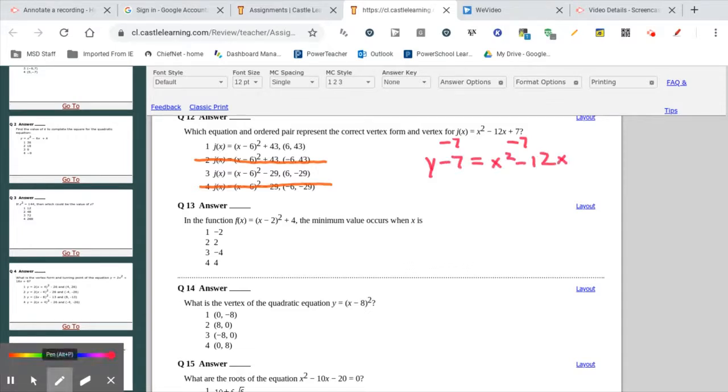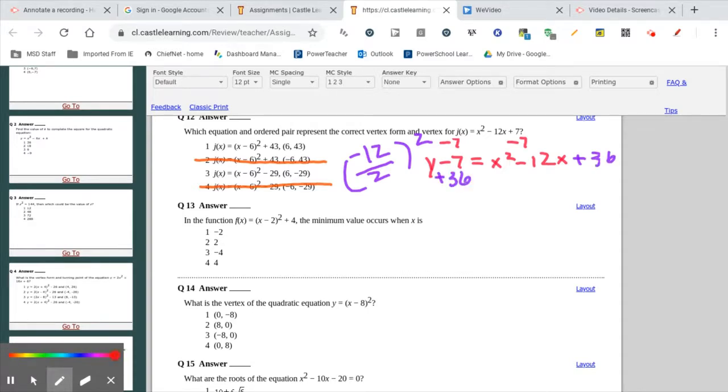Now we want to create a new c term that's going to create a perfect square trinomial. So to do that, we take our b term of negative 12 divided by 2, and we square it. Negative 12 divided by 2 is negative 6. Squared is positive 36. So I'm going to go ahead and add that to both sides.